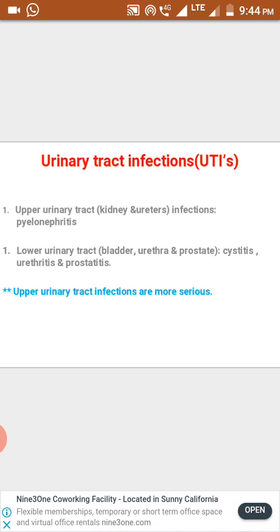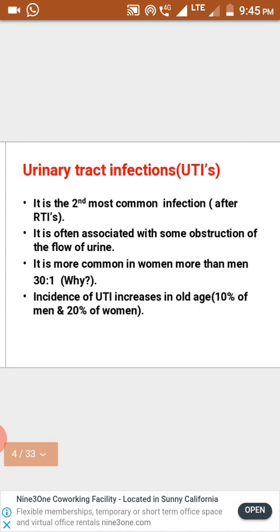Which one is more dangerous? Upper urinary tract infection is much more dangerous than lower urinary tract infection. Next, these urinary tract infections are more common in females than in males. So this is the classification.